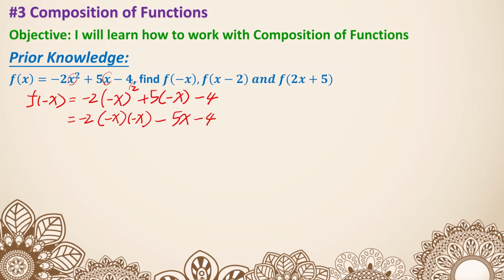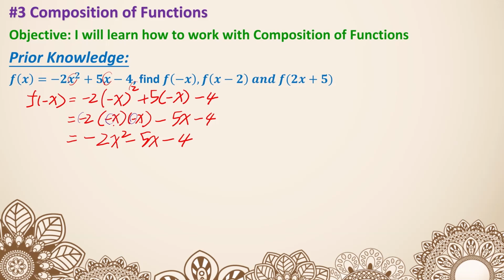And then after you write everything out, this is where you can start counting how many negative signs you have. 1, 2, 3 negative signs. So when you combine all of them, that's going to leave us with one of them. Then 2, x times x is an x squared minus 5x minus 4. There you go. That's f of negative x.